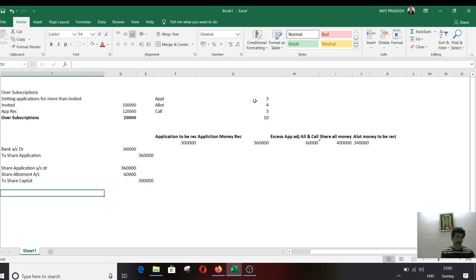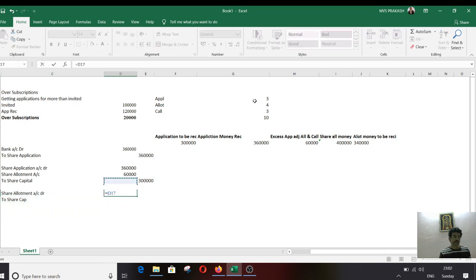Then comes your share allotment. Share allotment account debit to share capital. Now what is your share allotment money? On 1 lakh shares, I need to receive 4 rupees per share. 4 lakhs is my share allotment money. So I should transfer 4 lakhs to my share capital.